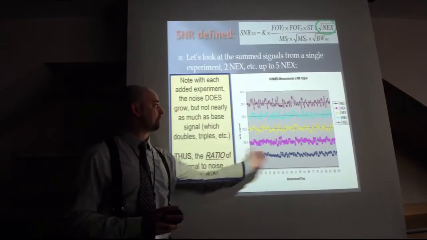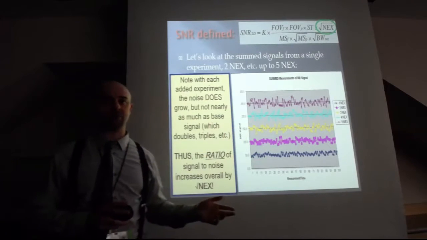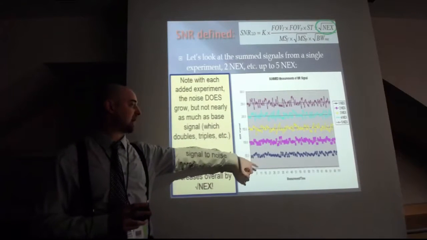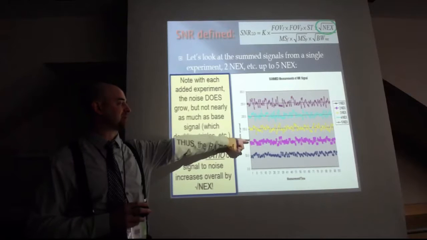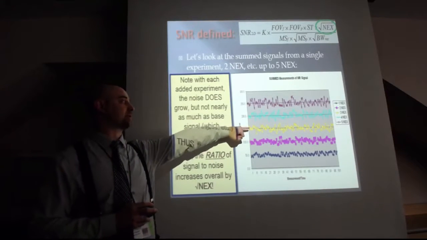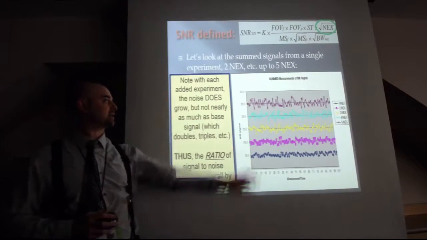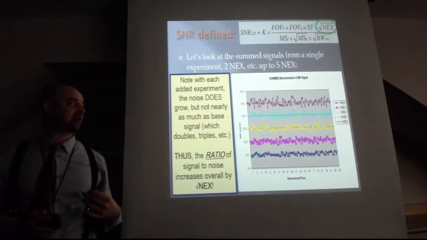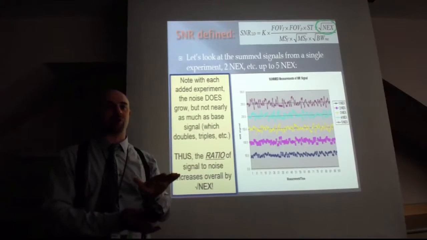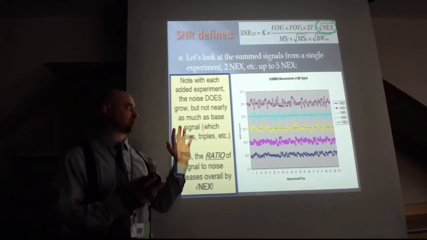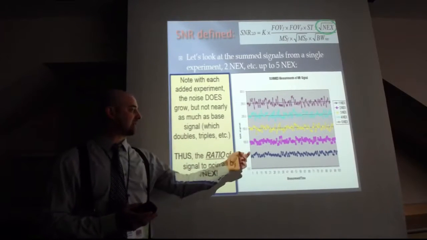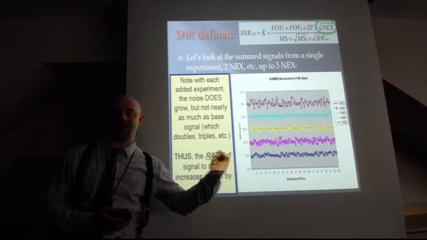Basically, I repeated this experiment 5 times and then added them together. Here's the first one, here's the first plus second, first 2 plus the third, so on and so on, until this top row, you have 5 randomly generated noisy measurements, okay? And you notice that every time the signal is adding linearly, right?